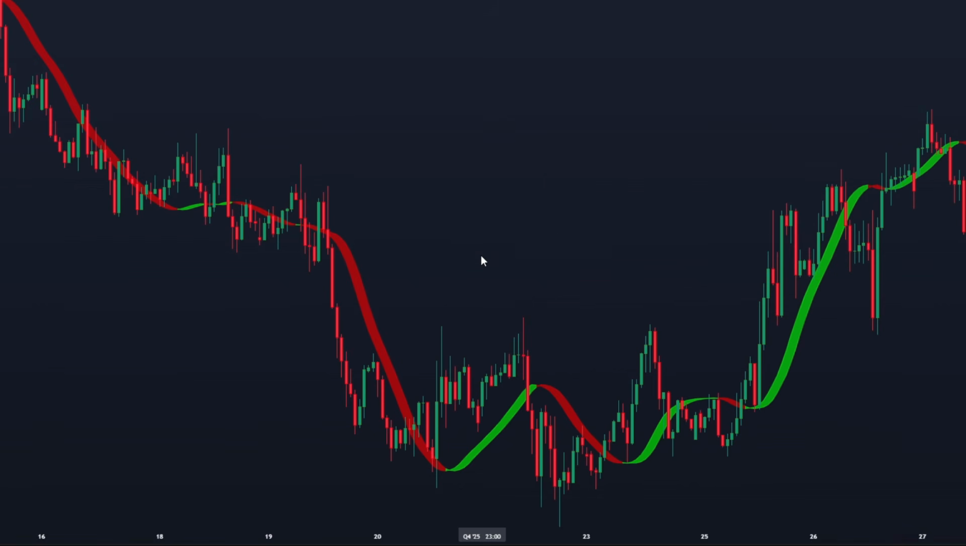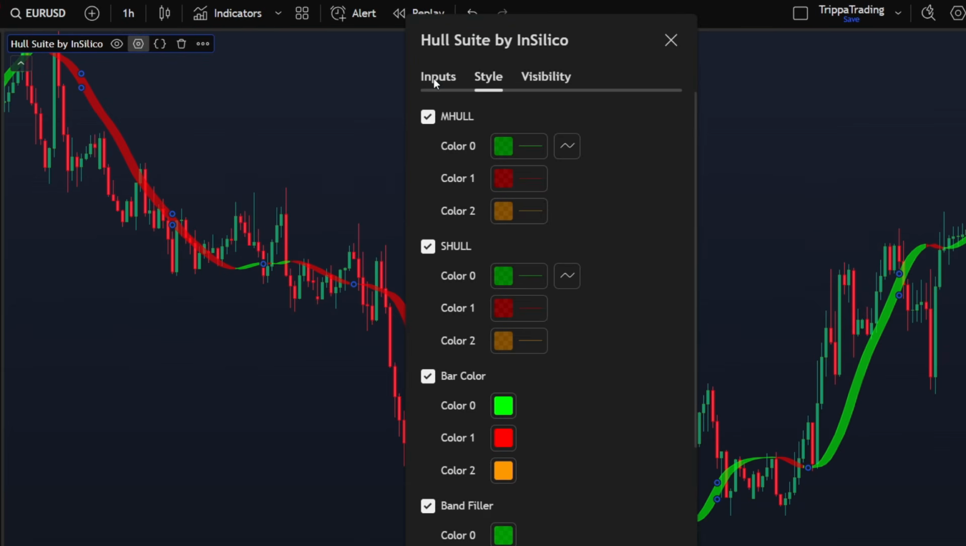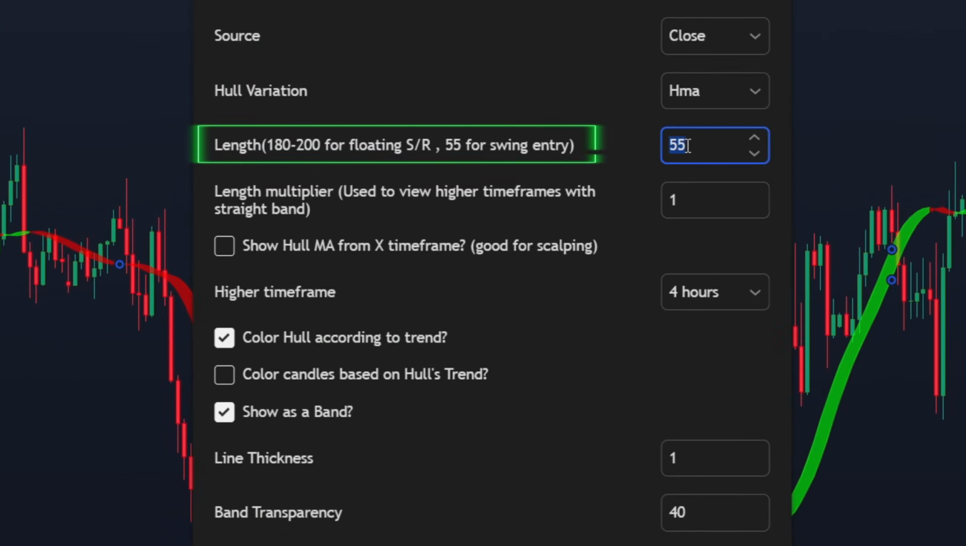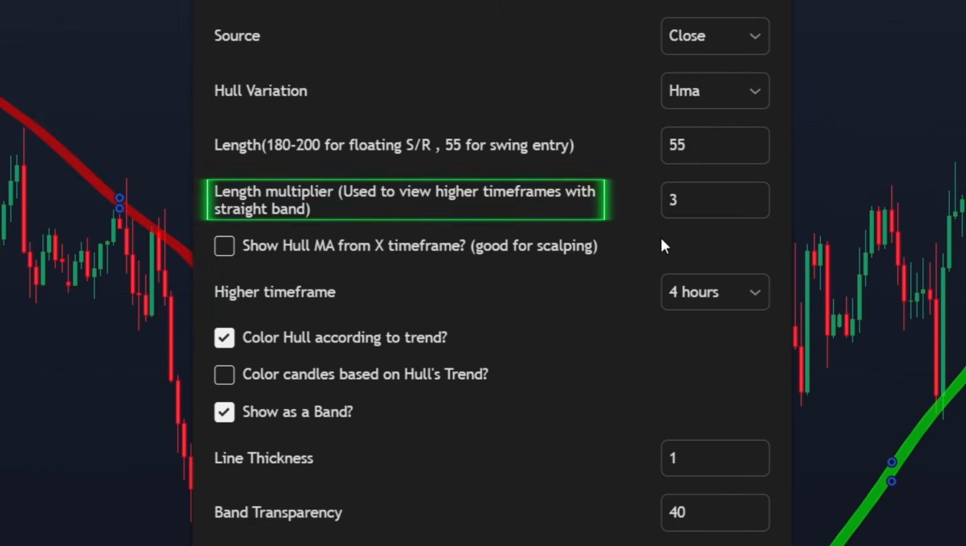When it loads, the default settings are close but not fully optimized for what we want. So open the settings. You can do that from here. The length is 55 by default, and we keep that as it is because it gives us a great balance between speed and stability. Then set the length multiplier to 3 so the HMA becomes more responsive.